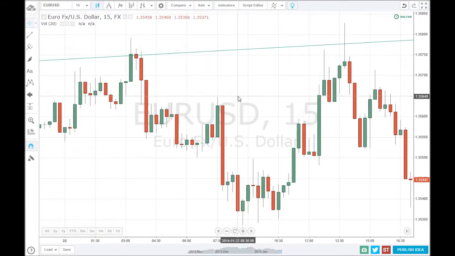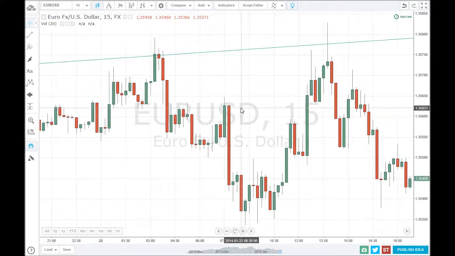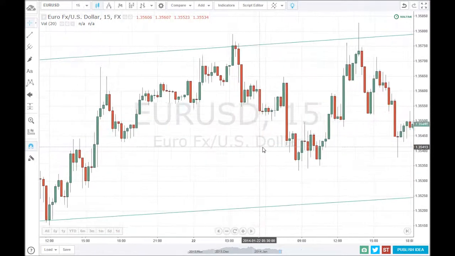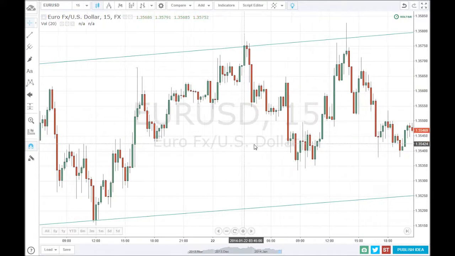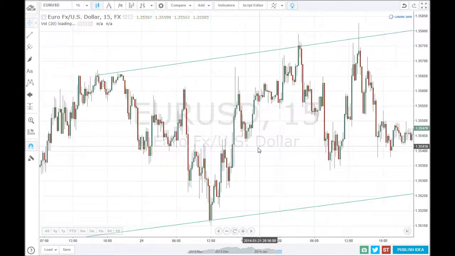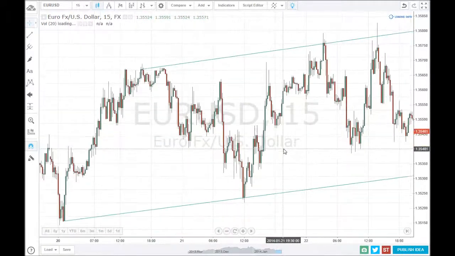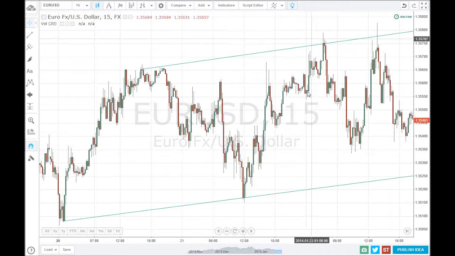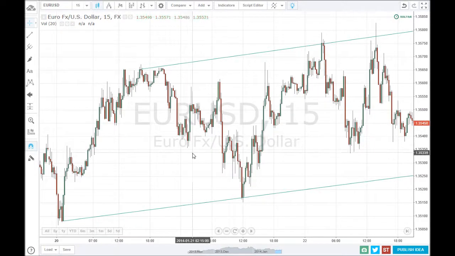But you'll see as we start to zoom out, we soon get a better picture of what is actually happening. Okay, so this was the data we were looking at, and price isn't actually moving in a sideways direction, but it's steadily moving in an upwards direction.